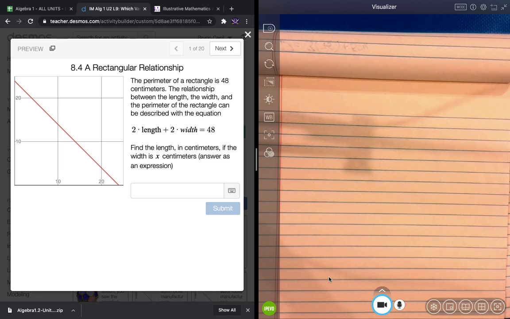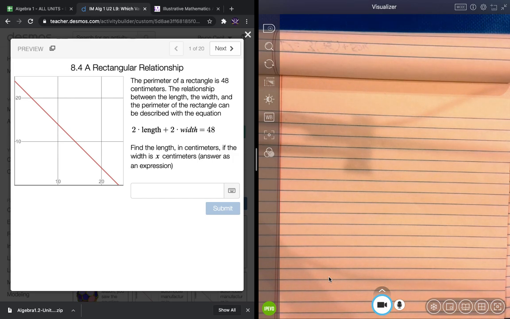Unit 2, Lesson 9. We are, I believe, solving for variables. This is day 2 of that lesson. Mr. Wilson taught that lesson yesterday. I'm teaching the back half of it today. And so let's just jump right in.